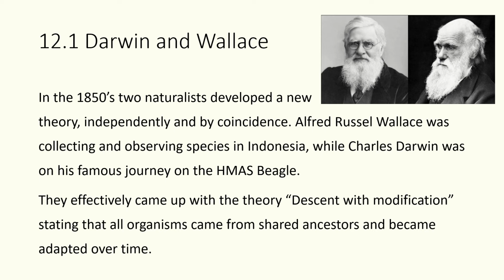and they came up with natural selection, or descent with modification, which, as I said, is basically what we use today. Both of them were on independent travels. Alfred Russel Wallace was collecting and observing species in Indonesia, while Charles Darwin was on his journey with the HMS Beagle. Both of them collecting, observing species, and they noticed how closely related organisms were. And they basically came up with this idea that we know as descent with modification, which says that all organisms came from a shared ancestor and they become more adapted over time. They become adapted to their environment.